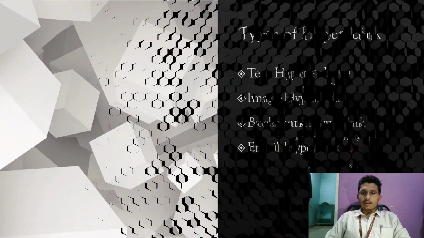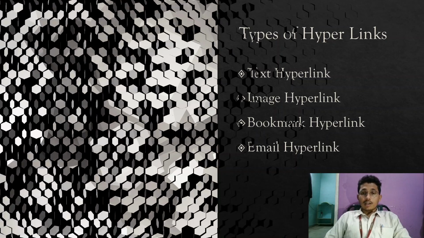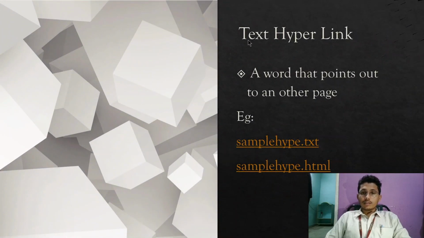As I have said, there are different types of hyperlinks: text hyperlink, image hyperlink, bookmark hyperlink, and email hyperlink. Let us get started with the text hyperlink. As simple as it sounds, a text hyperlink is a word that points to another page. Whenever you click that word, it opens another page.